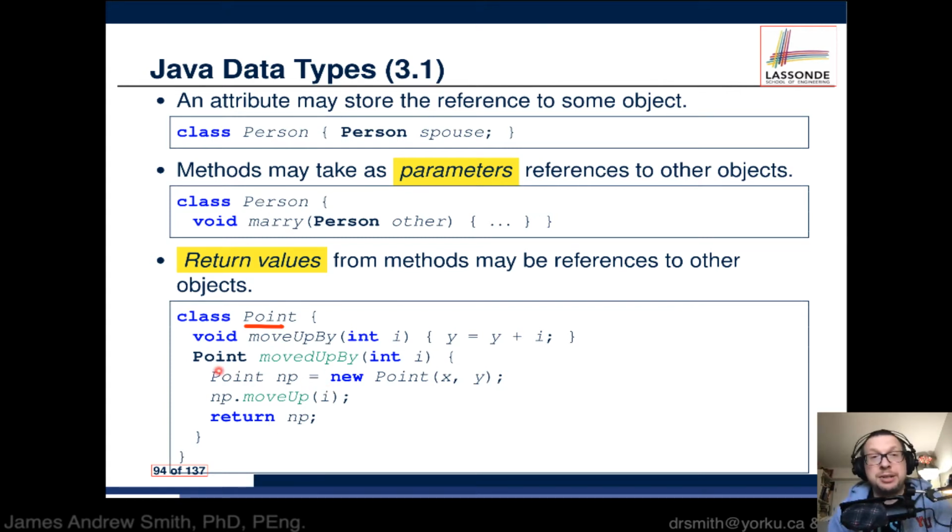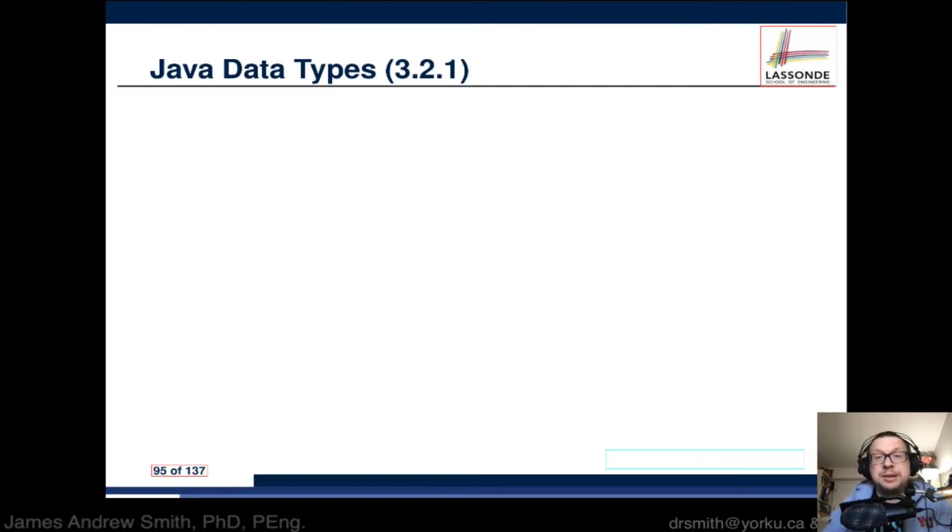So this right here is a method inside of my class, moved up by. There's the opening curly brace, and the closing curly brace right there. We have NP right here that's being defined of type Point, Point being one of these reference types. So we're creating an object called NP, and once we've done something with NP, we can return NP at the end.